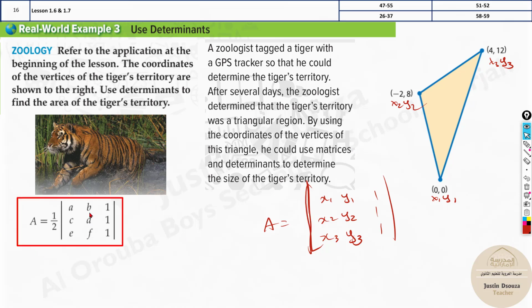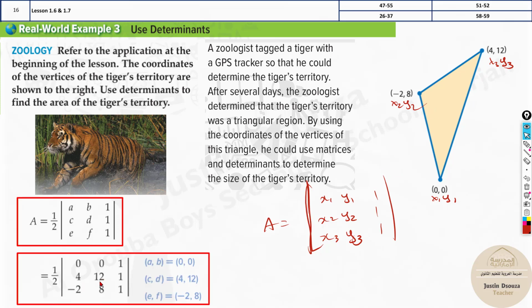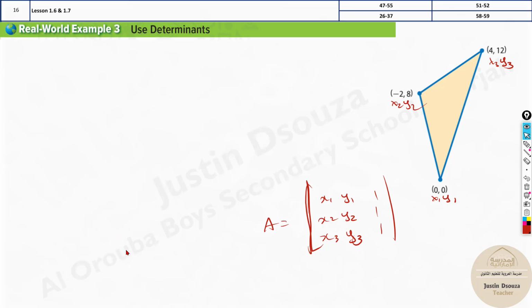It's written as AB, but it's understood. It's one coordinate point, another coordinate point, and the other coordinate point. And here, see, they have given the coordinates, right? So 0 0 and 1. What is this? 4 12 and 1 and minus 2 and 8. And now you find the determinant.